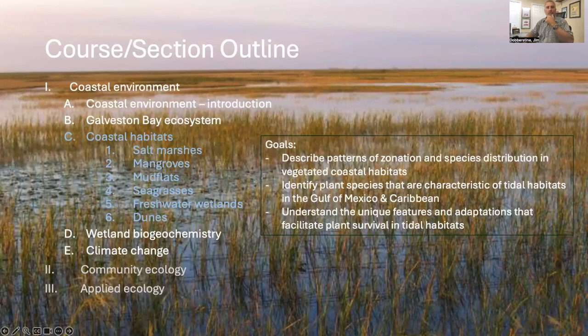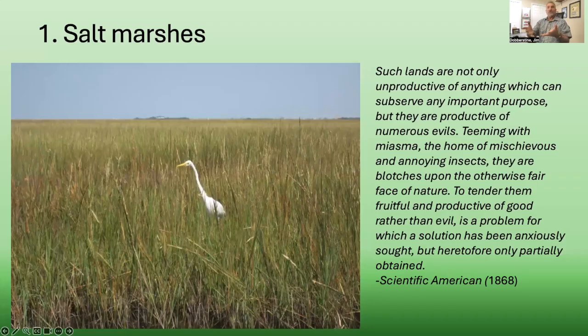So, as I said, we're in this coastal habitats area, and my objective here is for you to be able to describe patterns of zonation and species distribution in these vegetated habitats. I want you to be able to identify plant species that are characteristic of tidal habitats, and you've been doing a little bit of that in your lab. And then also you need to understand the unique features and adaptations of those plants, which allow them to survive in those areas. Okay, so let's start with salt marshes.